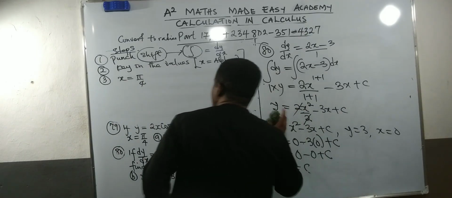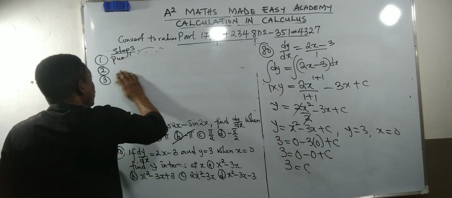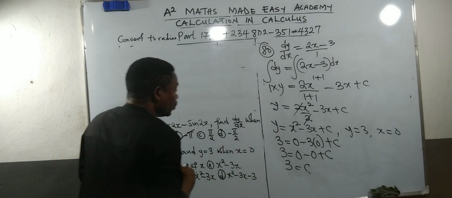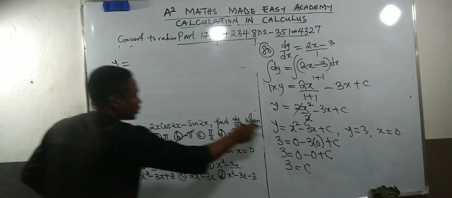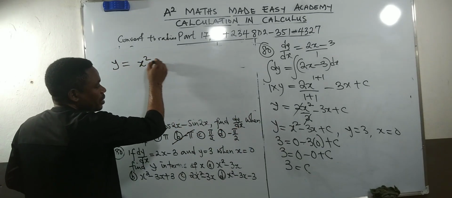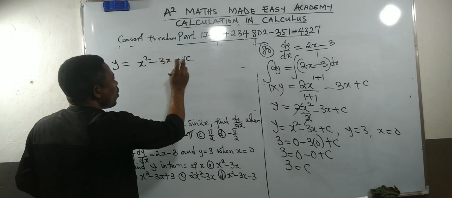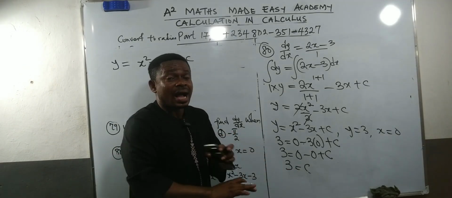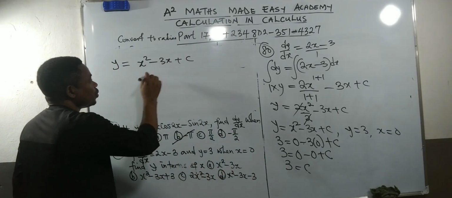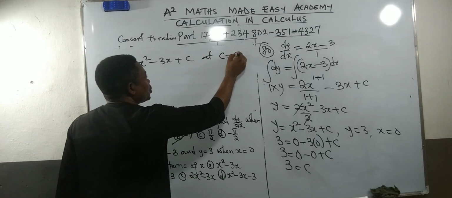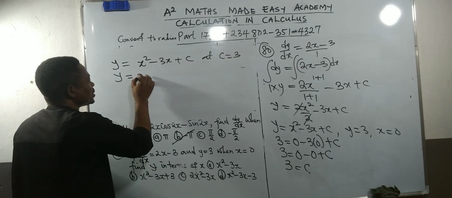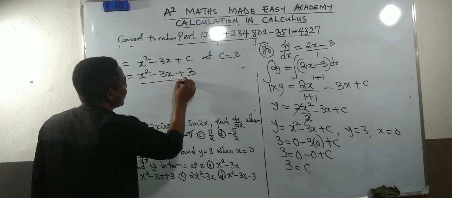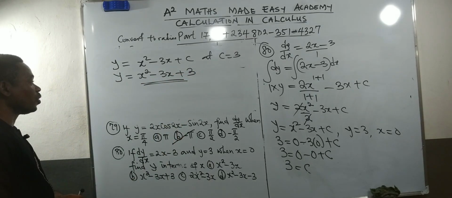Are you with me? Having known the value of c as 3, we now go back to the normal equation, which is this. That y is, talk to me, x squared minus 3x plus c. All we are going to do here is just to substitute for c. What is c? c is 3. And that becomes the final answer. So which means at c equal to 3, can we say that y is now x squared minus 3x plus 3. And that is the final answer. Can we check the options?